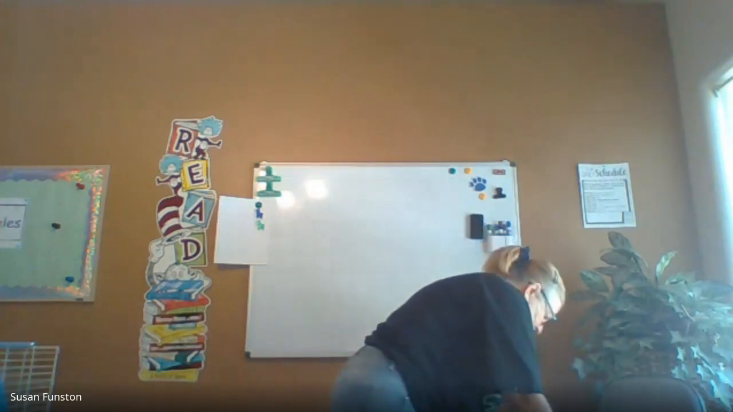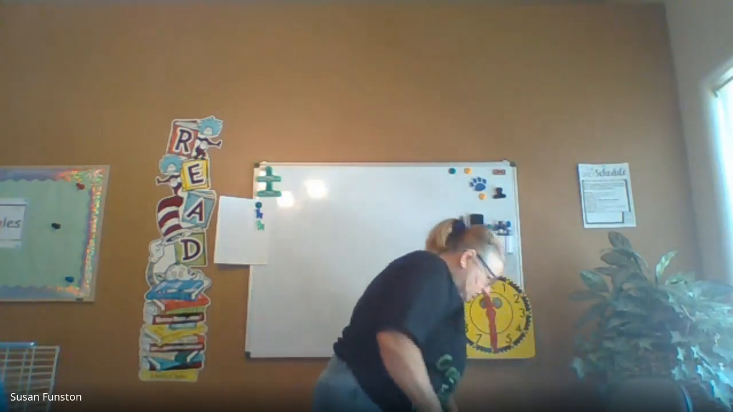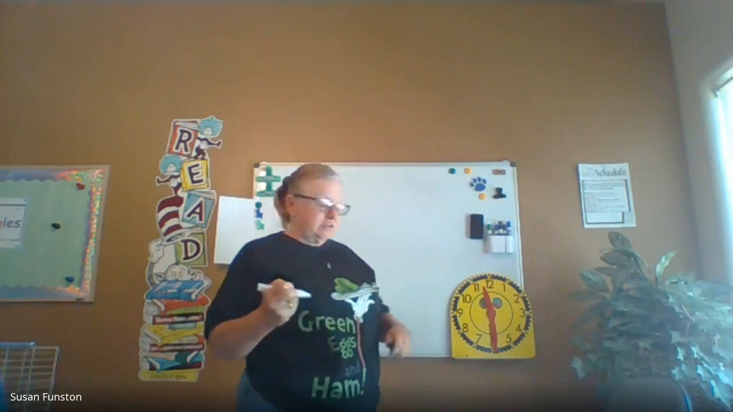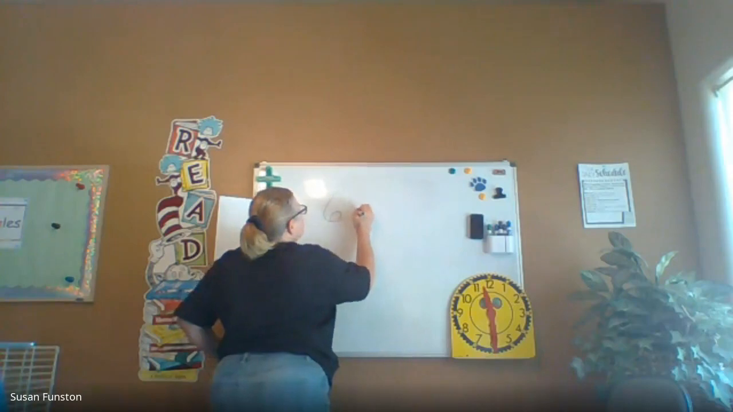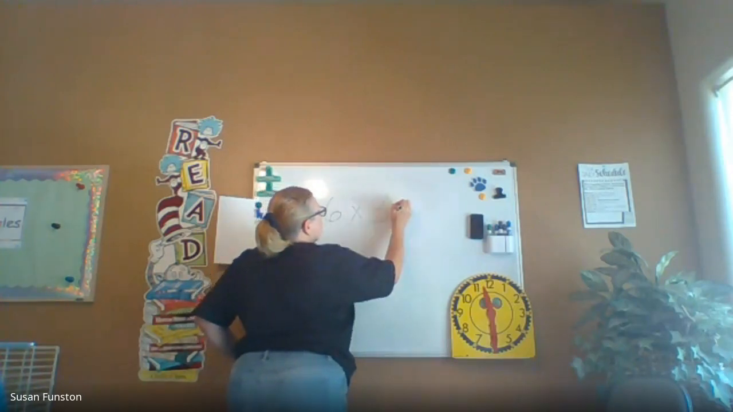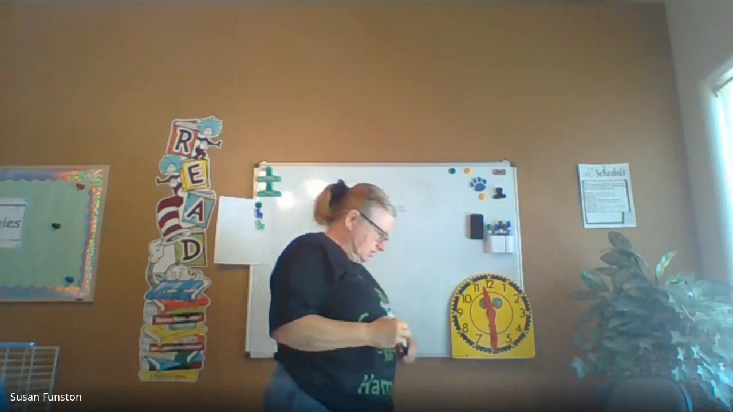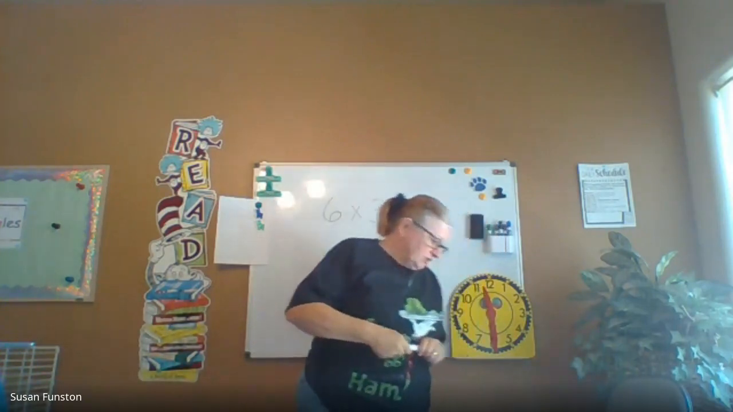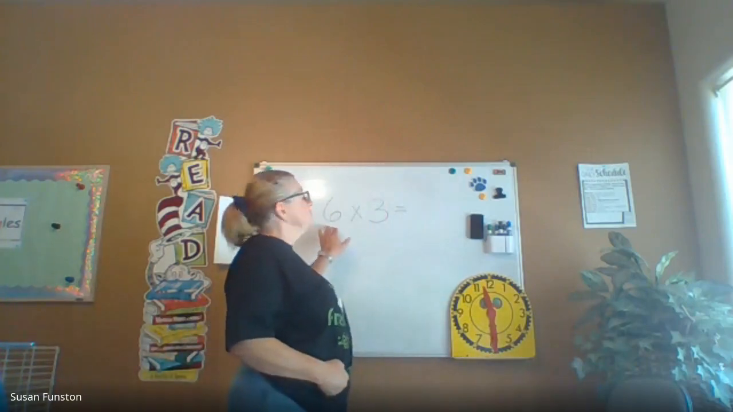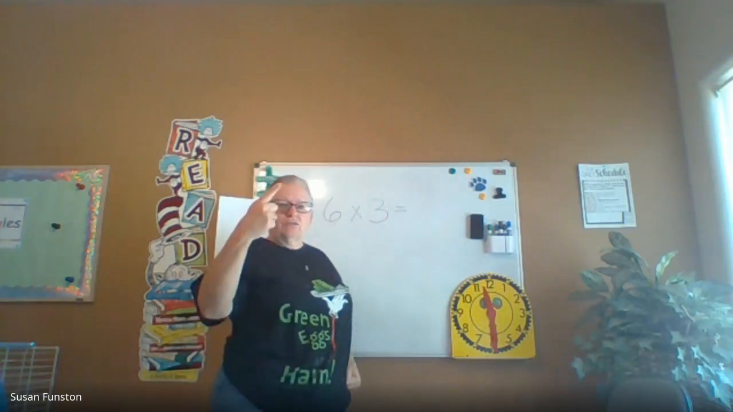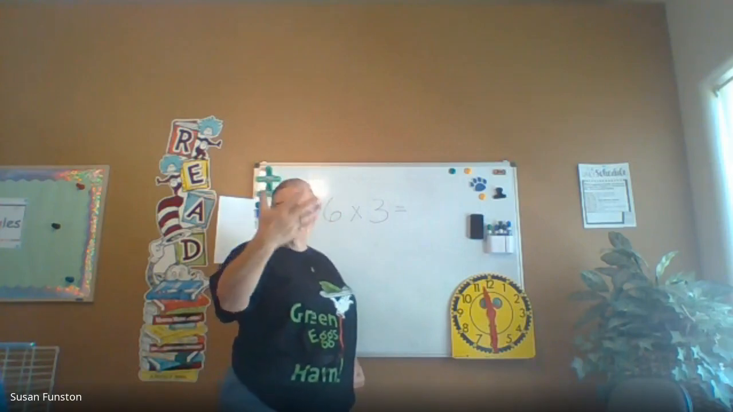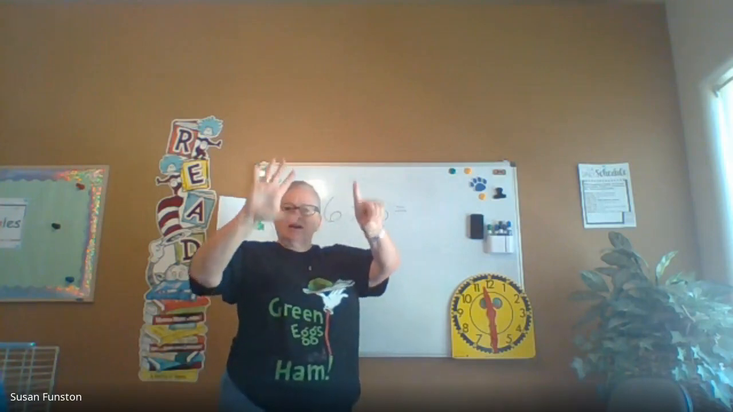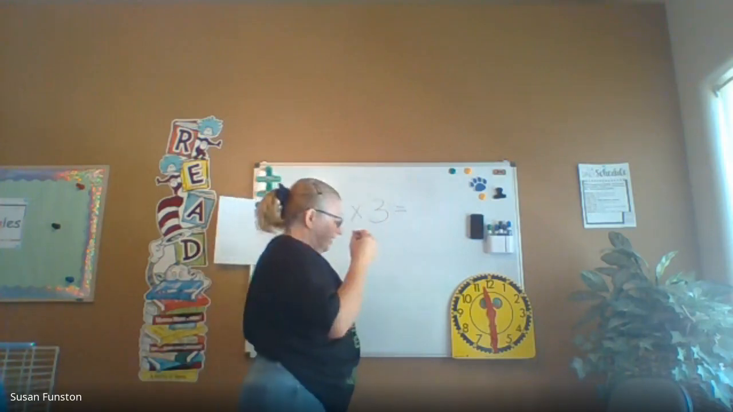And we're going to start off today by doing a little multiplication and using skip counting to solve. So let's look at 6 times 3. We could use skip counting by 3 to solve this. We'll have to do it 6 times. So let's keep track. 3, 6, 9, 12, 15, 18. Okay, that was 6. So my answer is 18.